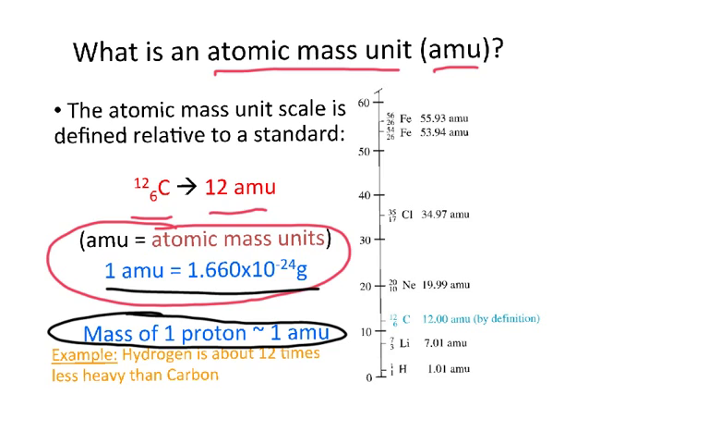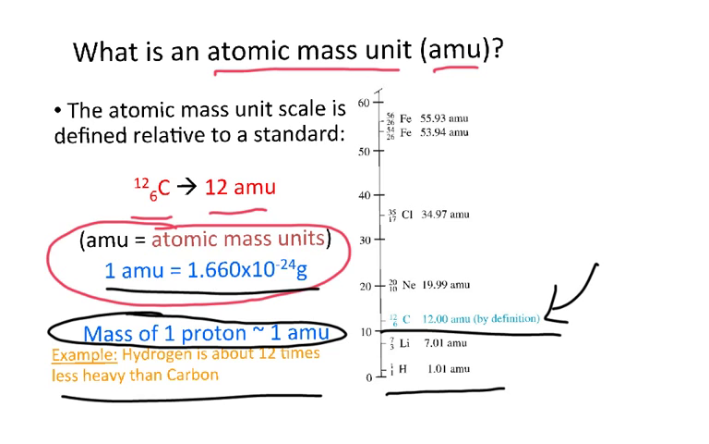So for example, hydrogen is about 12 times less heavy than carbon. So here we have hydrogen. It has a 1.01 atomic mass, whereas carbon has a 12.00 atomic mass. Remember, because the scale is defined relative to carbon.